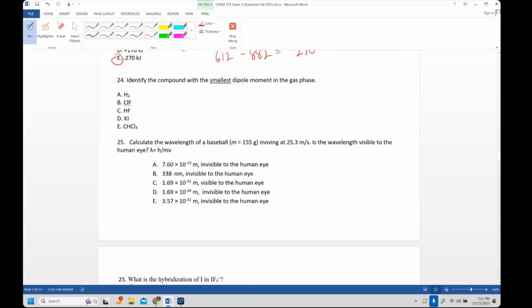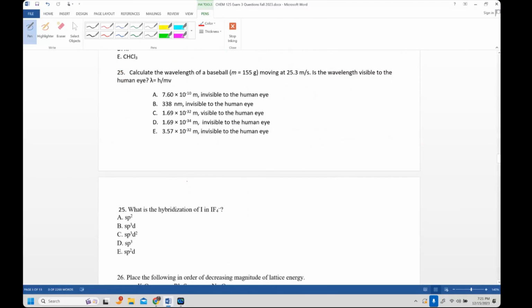H2 is very nonpolar, so that will have the smallest dipole. ClF will be pretty large. HF is very large. KI is large, and this one also has a dipole. So H2. H2 is extremely nonpolar. It's a pure covalent bond.